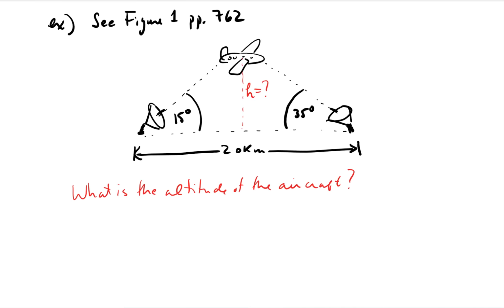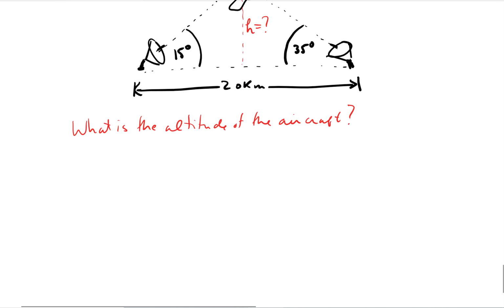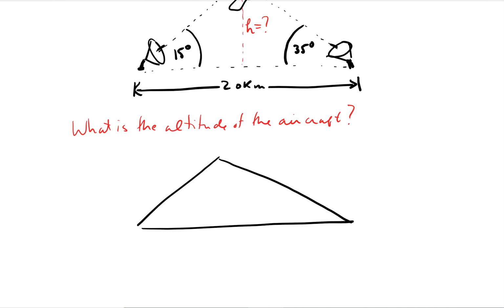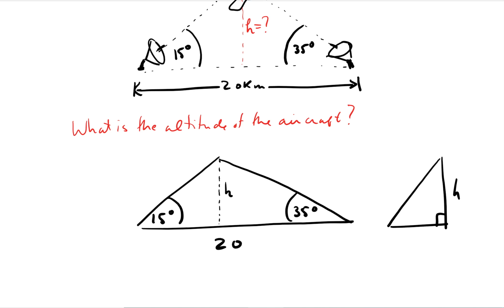So how do we do this? Obviously there's a big triangle in the background here, right? There's a triangle with angles of 35 and 15 degrees. I know this side here. And what I'm trying to look for is the height. Now the height is also the height of this right triangle with an angle here of 15 degrees.